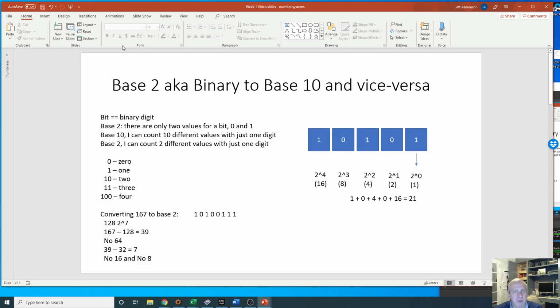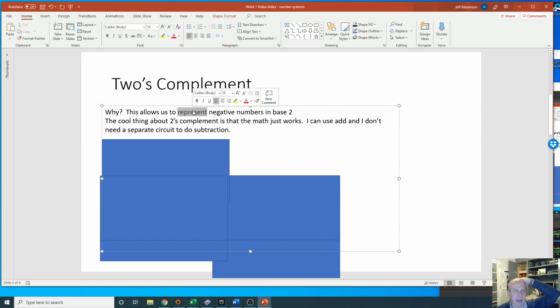Okay, so this page is just base 2. I should make a note of that. This is unsigned base 2 for binary. What that means is that when you're in unsigned, your numbers cannot be negative. They're only positive. So 2's complement came around because it allows us to represent negative numbers in base 2.